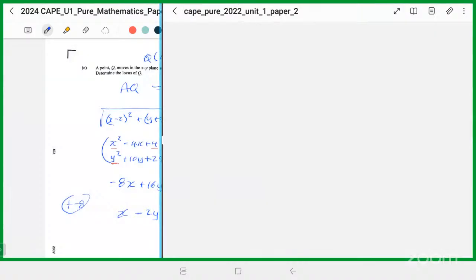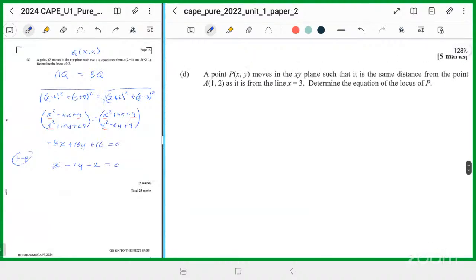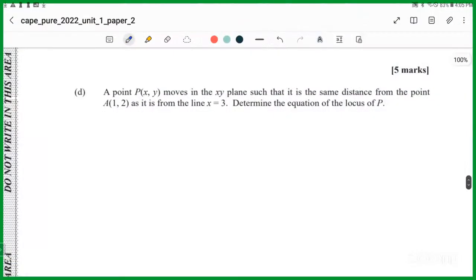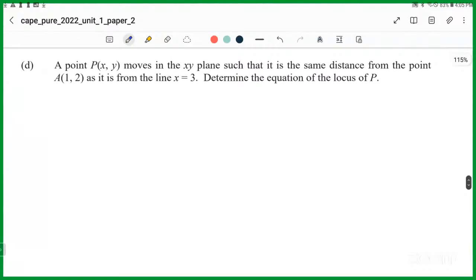We'll do this one over here. It's from 2022. Make the screen bigger. Here it is. Point P xy moves in the xy plane such that it is the same distance from the point 1, 2 as it is from the line x equals 3. Draw a sketch and do it. Do that one for me. Let me see. 6 past 4, given until 16 past 4, 10 minutes. It's about 2022.